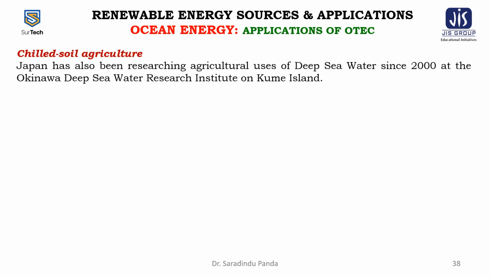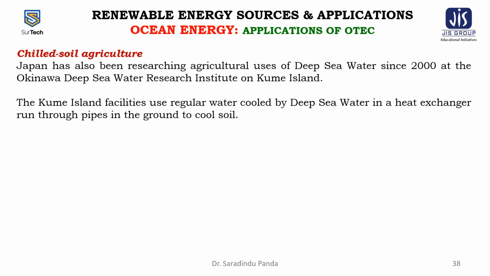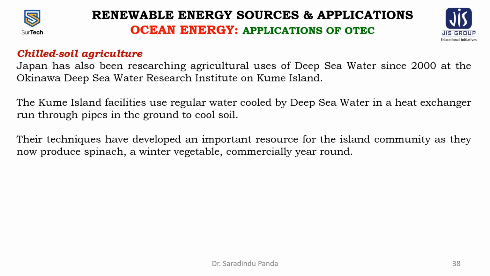Japan has also been researching agricultural uses of deep sea water since 2000 at the Okinawa Deep Sea Water Research Institute on Kumejima Island. The Kumejima Island facilities use regular water cooled by deep sea water in a heat exchanger, run through pipes in the ground to cool soil. Their techniques have developed an important resource for the island community, as they now produce spinach, a winter vegetable, commercially year-round.